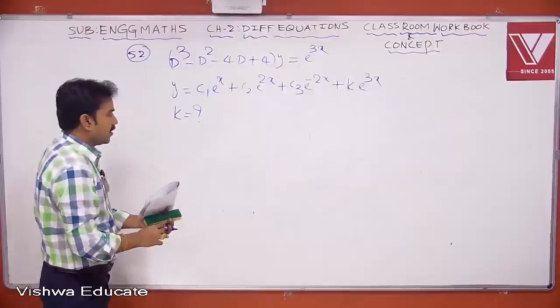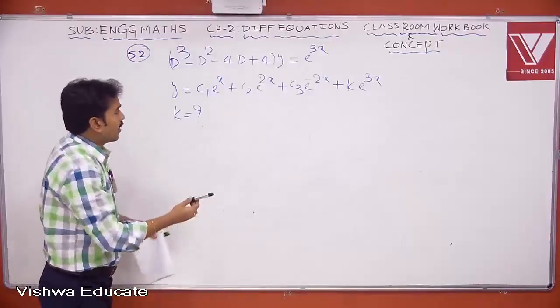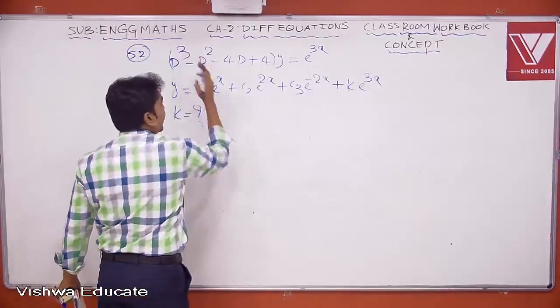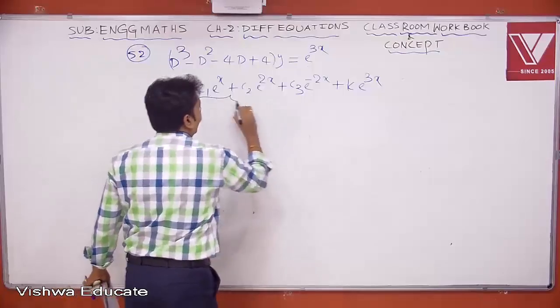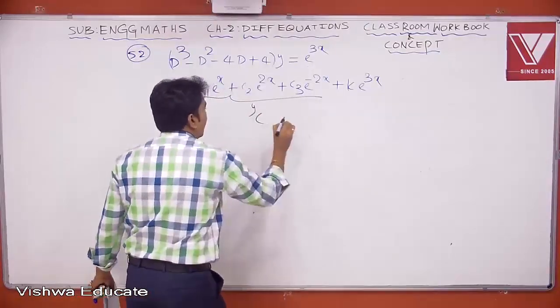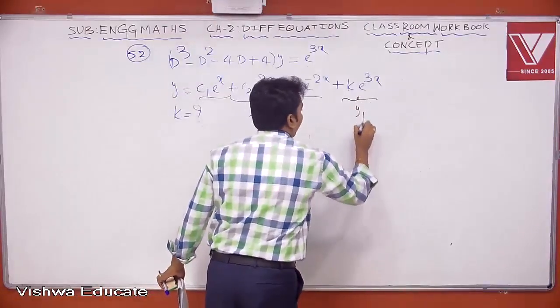Now let us handle this. It is a third order equation, so the general solution contains 3 arbitrary constants. Of course, this is the yc value and this one is the yp value.